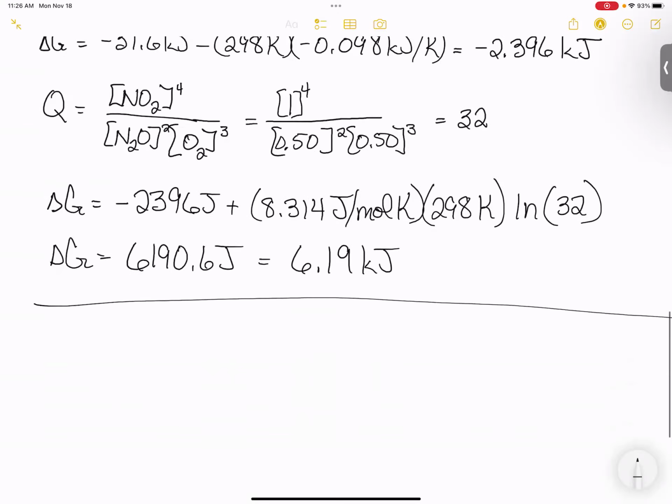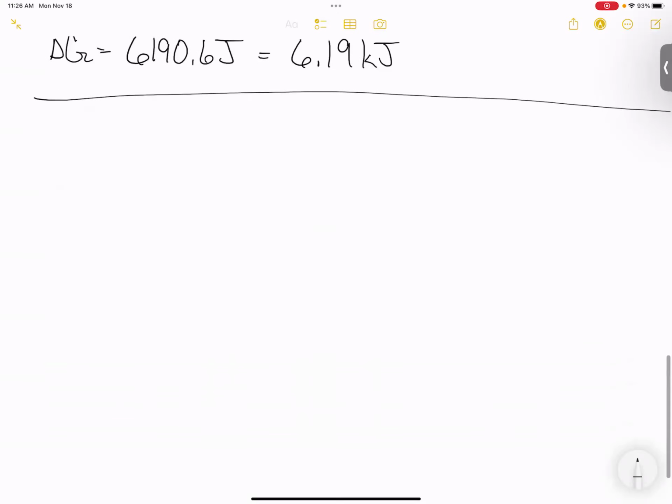Okay. That finishes the thermodynamics chapter. And now we move on to the last chapter of the semester, which is electrochemistry.